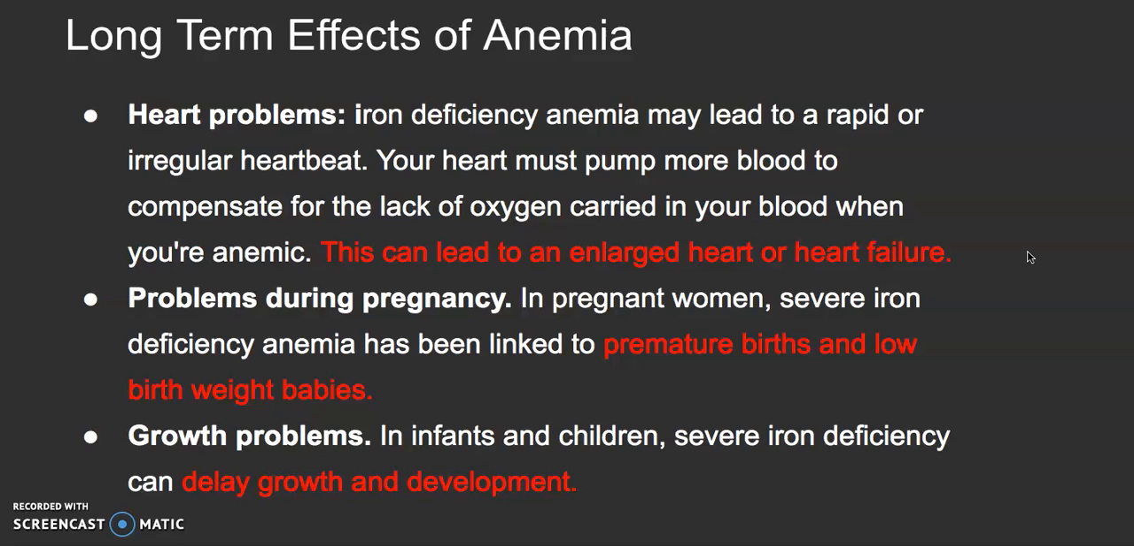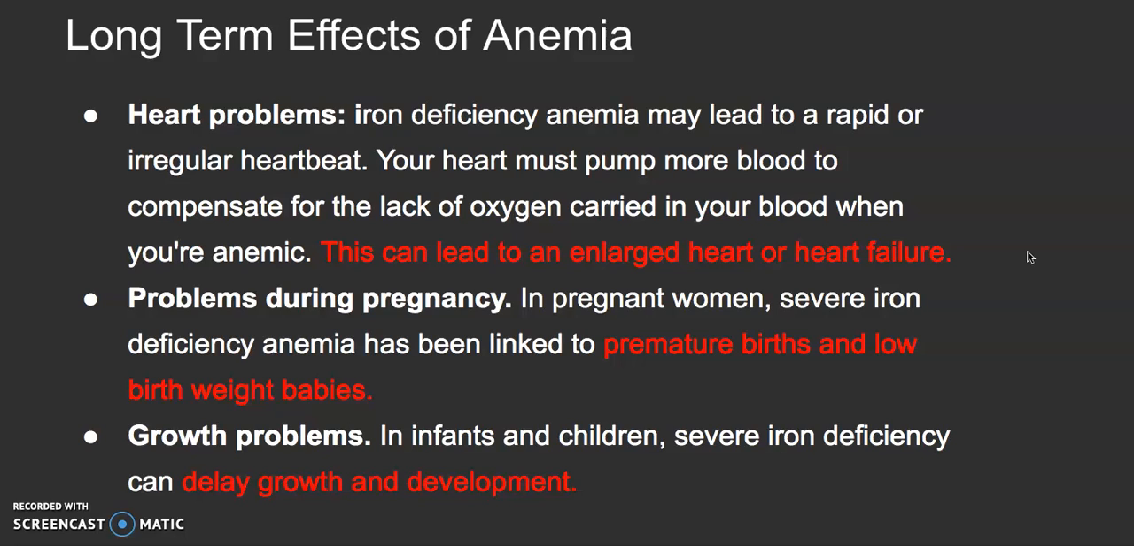However, anemia is incredibly common all over the world. Something like 60% of people in the world have some version of anemia, and the long-term effects and these severe effects are rare, but it's important to note them.